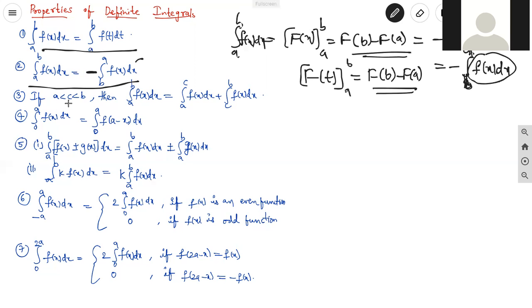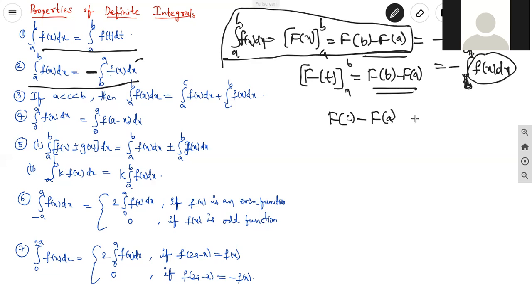Third one, if a is less than c is less than b, then integral a to b f of x dx equals integral a to c f of x dx plus integral c to b f of x dx. Here we know that integral a to b f of x dx is equal to F of b minus F of a. That is the standard form. Here a to c means capital F of c minus capital F of a, plus c to b means capital F of b minus capital F of c after applying the limits. This minus F of c plus F of c get cancelled. Again, we are getting F of b minus F of a.